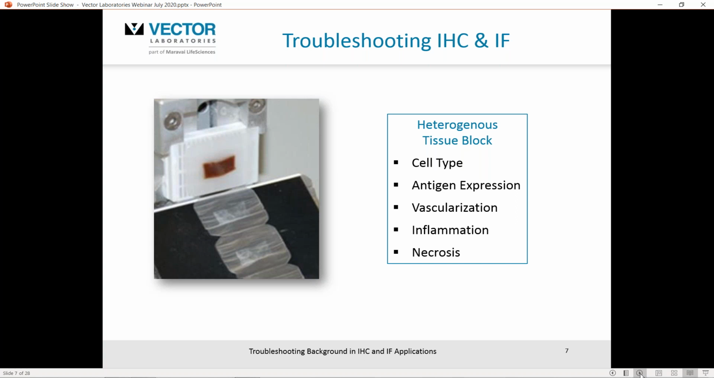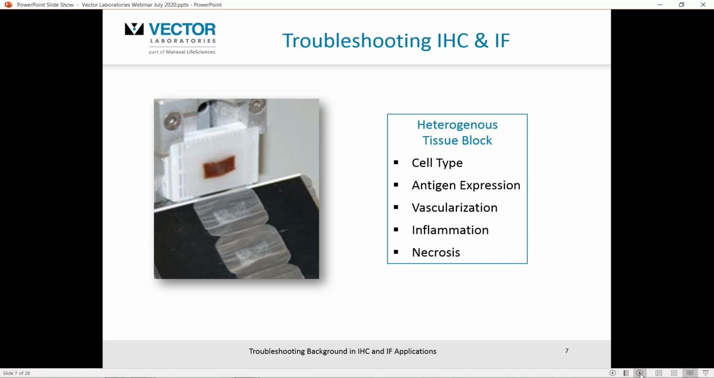Take a step back, take a deep breath, and just understand that you're probably working with something like a heterogeneous tissue block. And the further you cut sections into this block, there may be varying degrees of cell type expression, which may have varying levels of antigen expression on them.